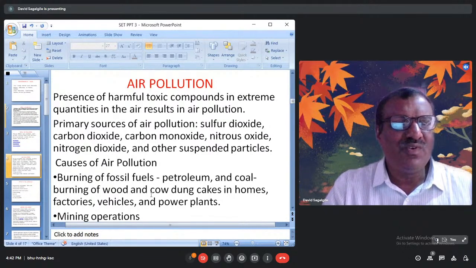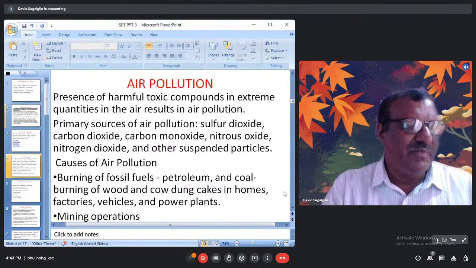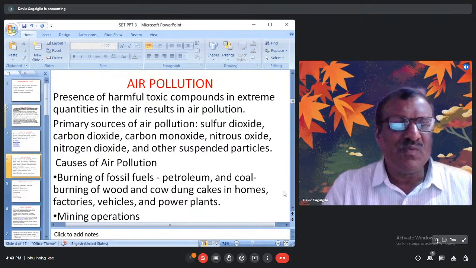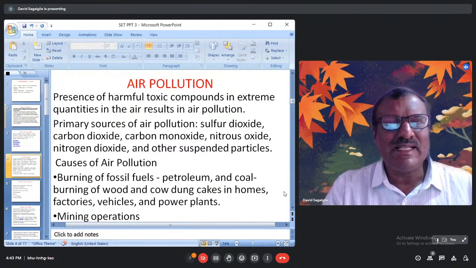Then burning of wood and cow dung cakes at home. Even in the villages, even today, we see that people are burning wood to make food. They also use cow dung cakes at home for cooking purposes. So this also generates a lot of smoke. This also generates a lot of carbon dioxide and these poisonous gases.